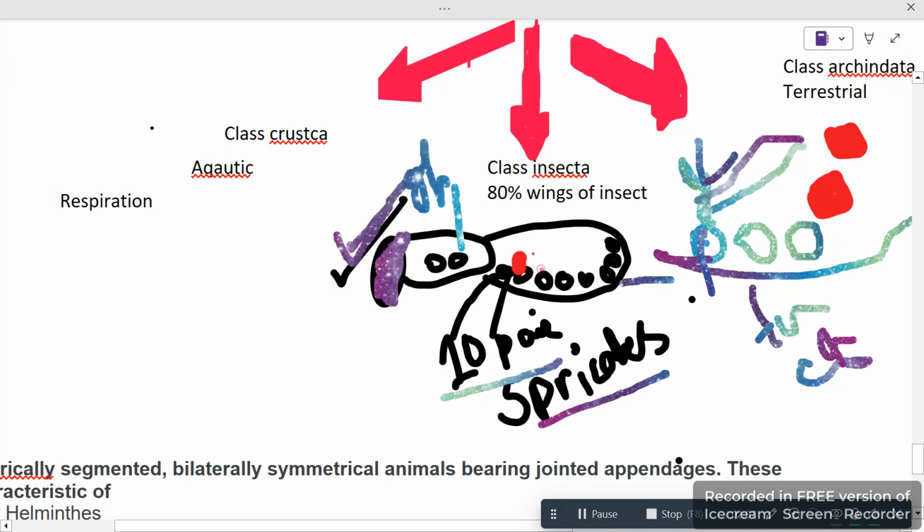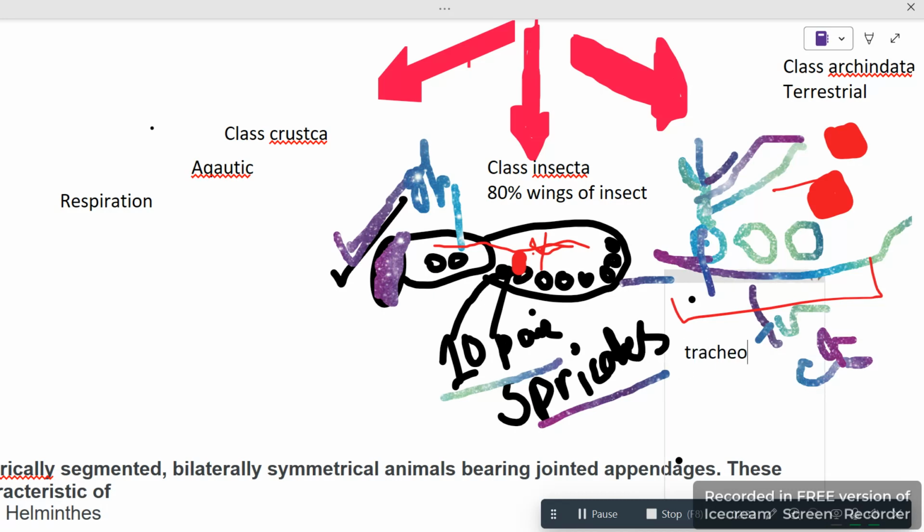Okay, so if this is the trachea, then this is divided into bronchioles, and from this they take the blood and so on. Okay, so yes, this takes the CO2. So not CO2, O2 is going to this. Then this tissue takes it. So that complete system is known as the tracheal system. Tracheal system.